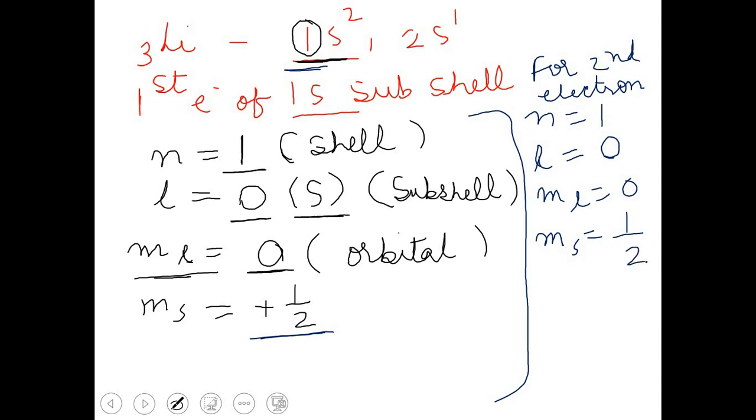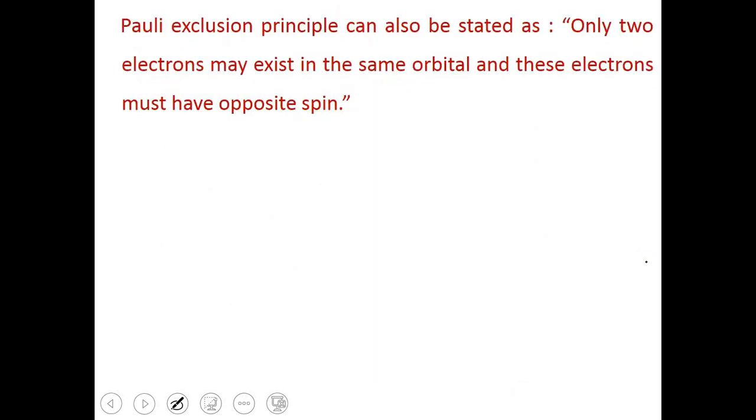So now we can conclude that according to Pauli's exclusion principle, two electrons in an atom can never have the same set of all four quantum numbers. They may have three quantum numbers equal, but they must differ in the fourth quantum number. They must differ in spin. So the same statement is written here. Pauli's exclusion principle can also be stated as: only two electrons may exist in the same orbital, and these electrons must have opposite spin.